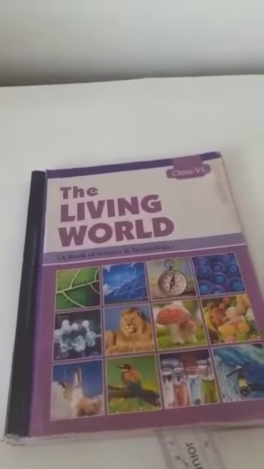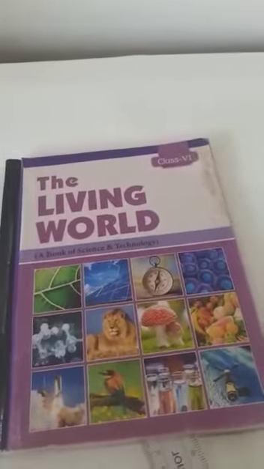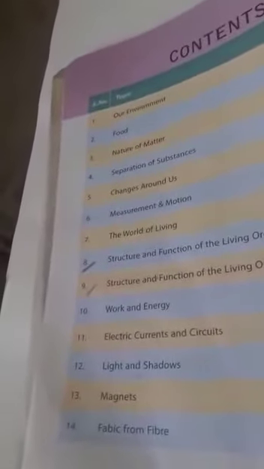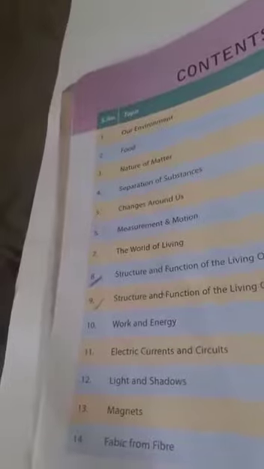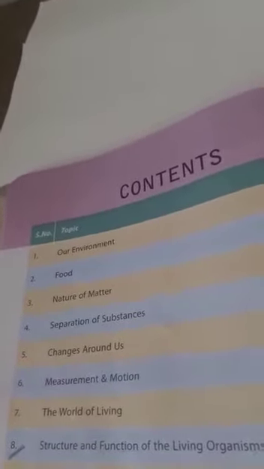Here is a book named The Living World. This is your new book of GSC for class 6th. How many chapters does this book contain? 14 chapters in all. Out of these 14 chapters, 8 will be taken for the first term. Here we will start from our first chapter, that is our environment.